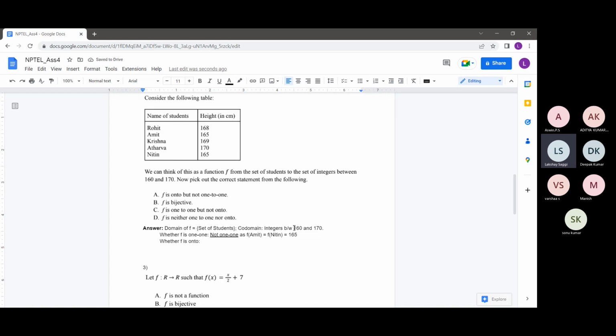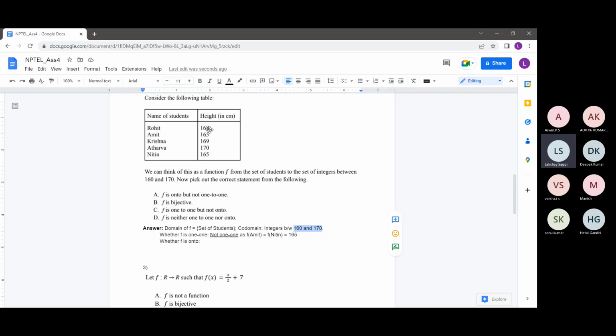So for f to be onto, basically we need all the integers, let's say between 160 and 170, which are basically 160, 161, 162, 163 up to 170. So we need to show that the range should be equal to the codomain. So basically every one of these values between 160 and 170 should have a pre-image if the function is onto.